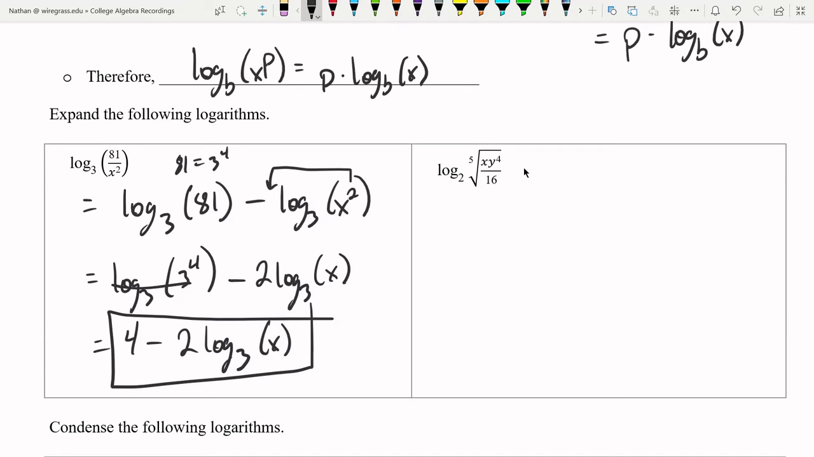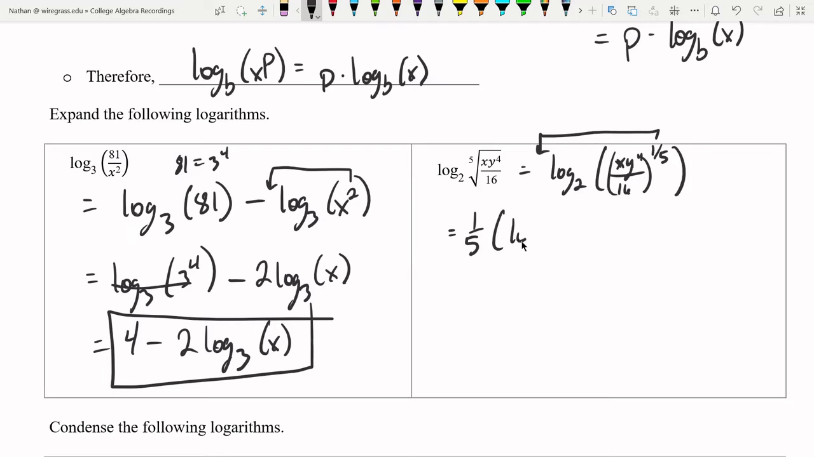Okay, for the next one, I'm going to rewrite this as log base 2 of (xy to the fourth over 16) to the 1/5. I'm going to put this in parentheses and do 1/5 so that we can see the power on the inside there. I can move this power out in front using that property we just solved up here. It's going to give me 1/5 times log base 2 of xy to the fourth over 16.